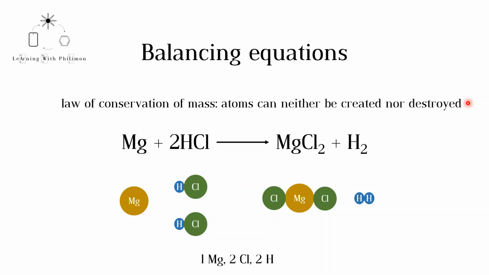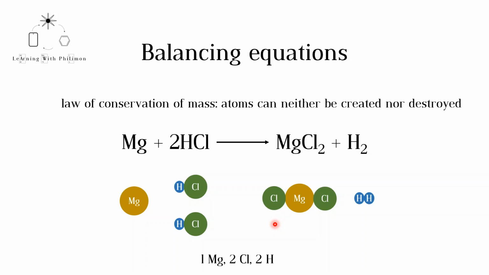According to the law of conservation of mass, atoms can neither be created nor destroyed. Therefore, in a chemical reaction, you must have the same number of atoms on the reactant and the product side. Using the diagrams as an aid, we can see that on both sides we have 1 magnesium atom, 2 hydrogen atoms, and 2 chlorine atoms. From the reactant to the product side, the number or types of atoms has not changed. The only thing that has changed is the arrangement of atoms.